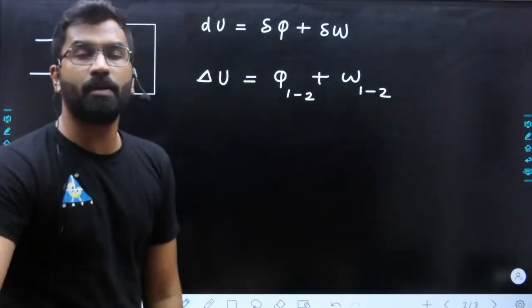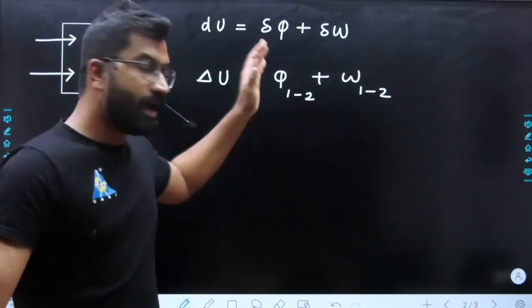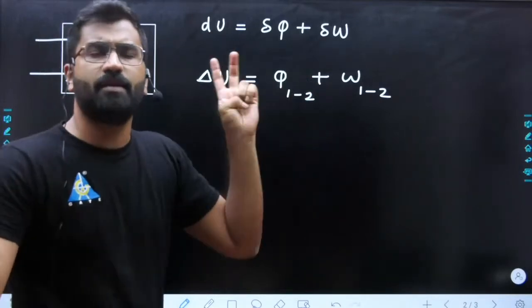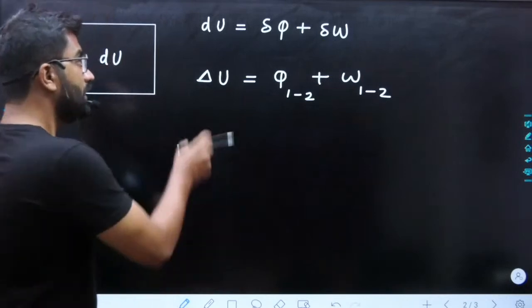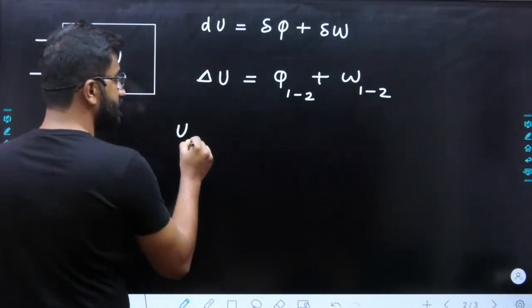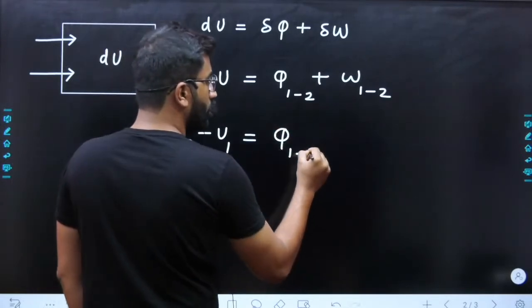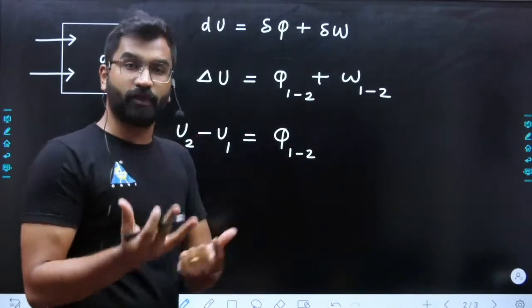Now remember, heat and work are path functions, and all the properties, internal energy, enthalpy, or Gibbs free energy, are state functions. So this delta U I can write as U2 minus U1, which is equal to Q12. I cannot write it as Q2 minus Q1 because Q is a path function.